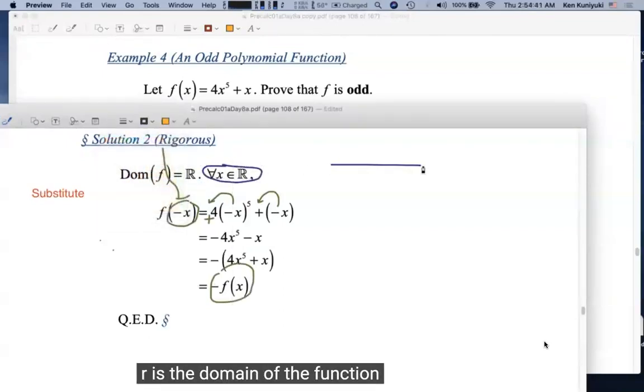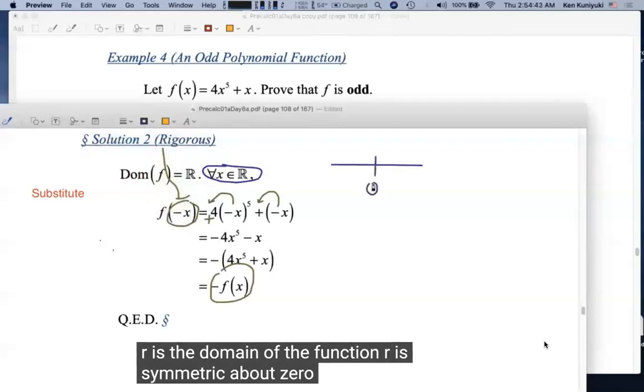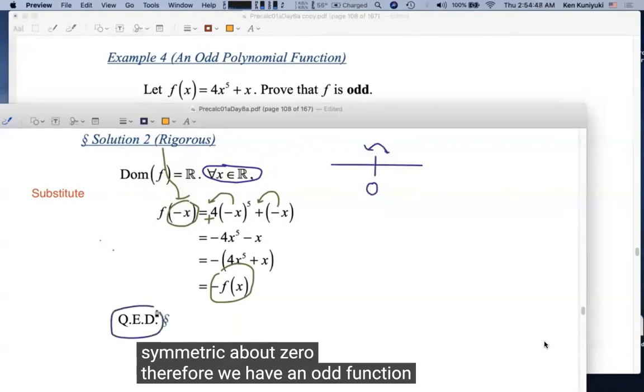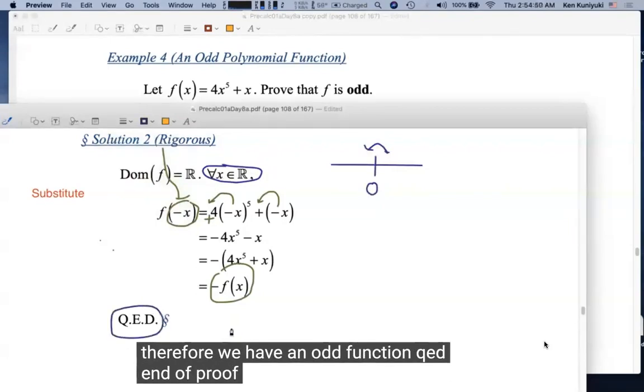R is the domain of the function. R is symmetric about 0. Therefore, we have an odd function. QED, end of proof.